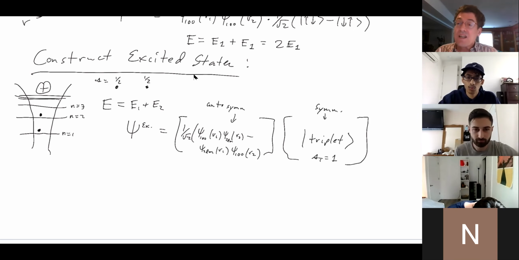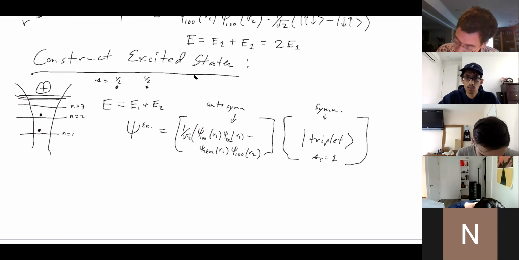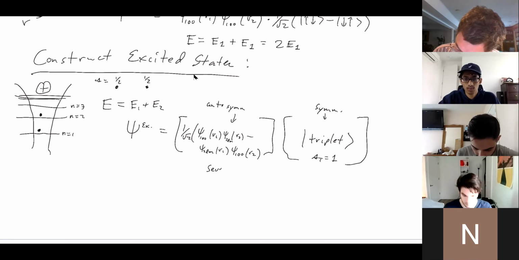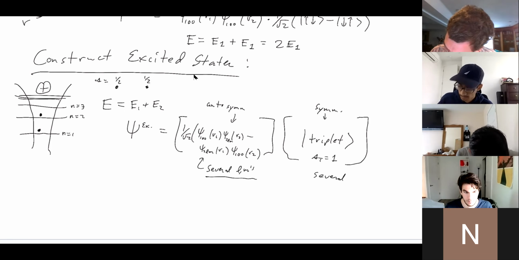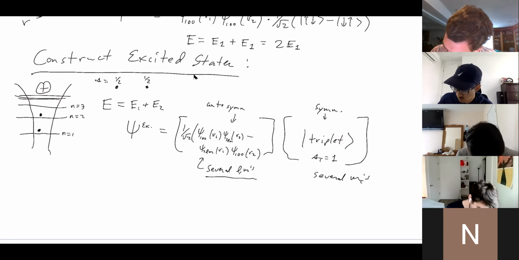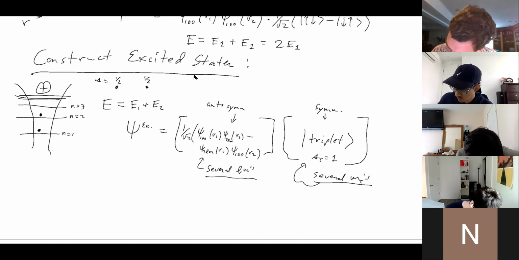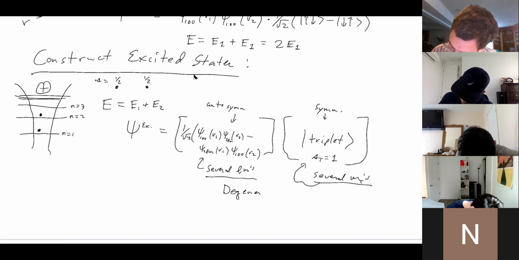So as you can see, there's a lot of degeneracy here because there's several LMs for the n equals 2. So there's degeneracy, and there's several M totals for the triplet. So that means that this is degenerate. That means that there's several possible states that have the same energy. It's degenerate.